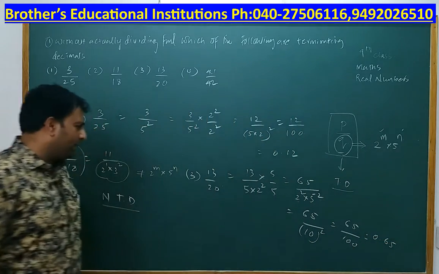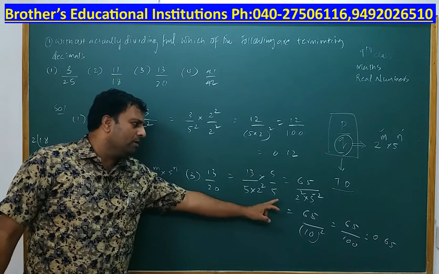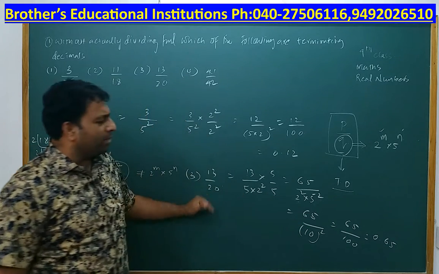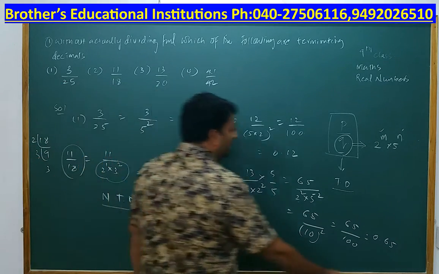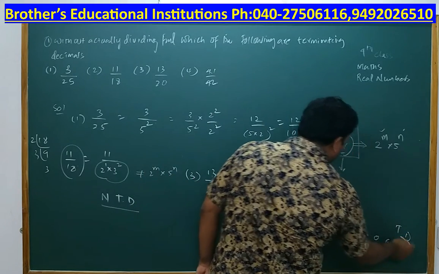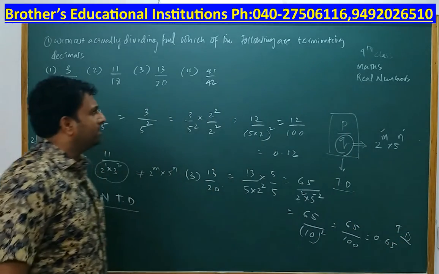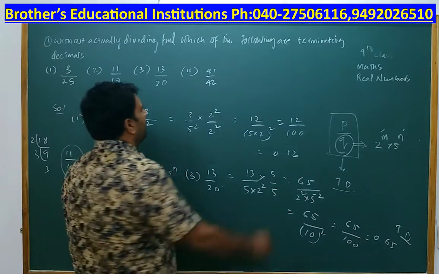So you are able to express it in the form of 2 to the power of m into 5 to the power of n. Hence this 13 by 20 is a terminating decimal, and its decimal form is 0.65. Now let us take an example.